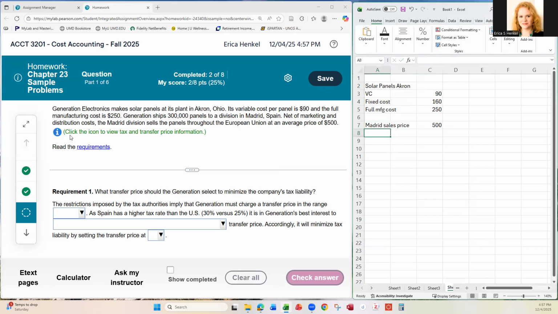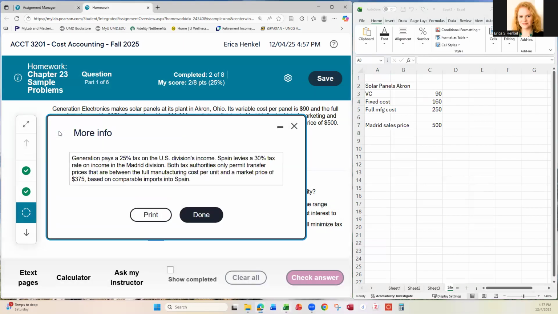Okay, so looking at our tax information here. Generation pays a 25% tax rate in the US, in Akron. And Spain levies a 30% tax rate on the Madrid division. Both tax authorities only permit transfer prices that are at or above the full manufacturing cost per unit. Okay, so at minimum, we've got that, right?